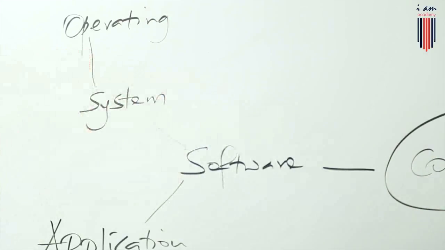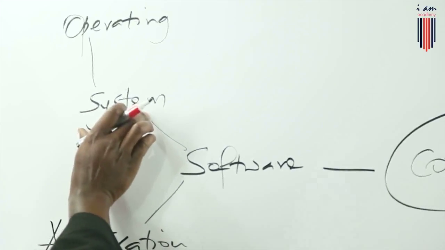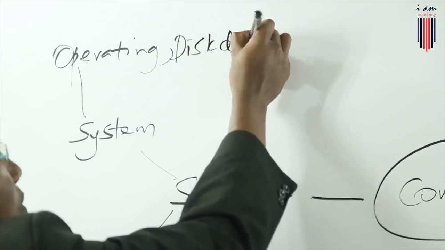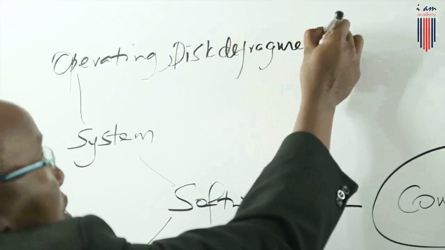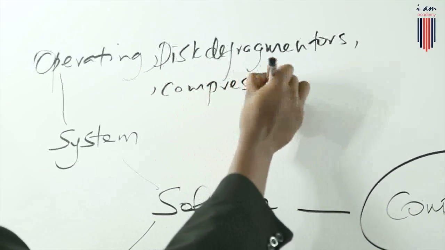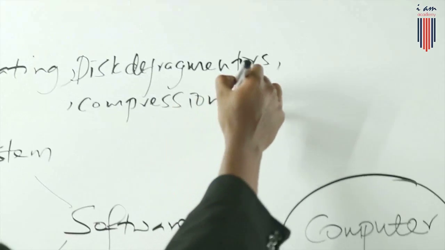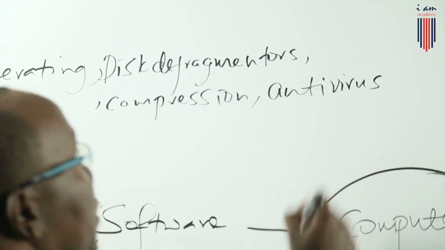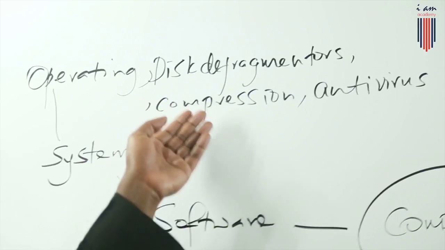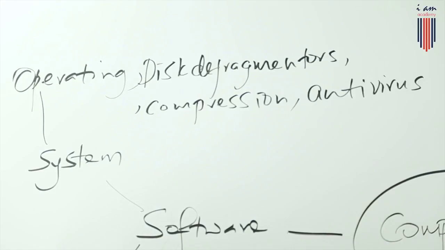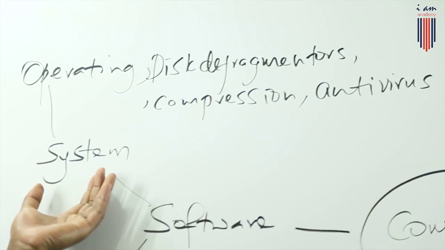But apart from the operating system, there are other types of programs which fall under system software. These include things like disk defragmenters. There are compression programs. There are antivirus programs, and so on and so forth. These are programs that the user does not deal with directly, but they are useful for the operation of the computer. So that is system software.